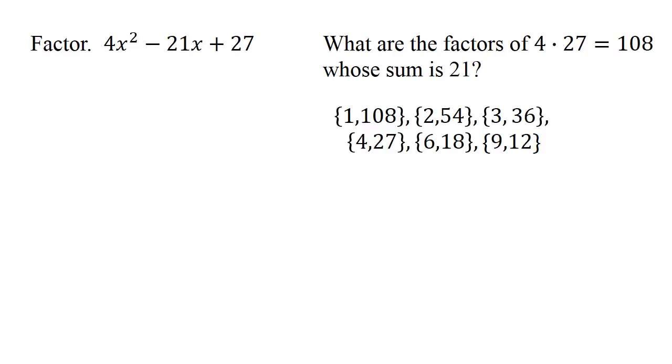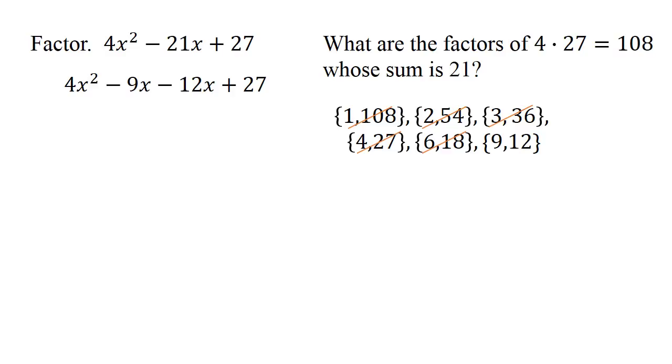So 1 and 108, those give us 109, 2 and 54 gives us 56, 3 and 36 gives us 39, 4 and 27 gives us 31. Again, we're getting lower, we're getting closer. 6 and 18 gives us 24, 9 and 12 gives us 21. There's our pair. And so again, same signs, both negative. This is where the overlap of what we've already talked about is coming into play here.